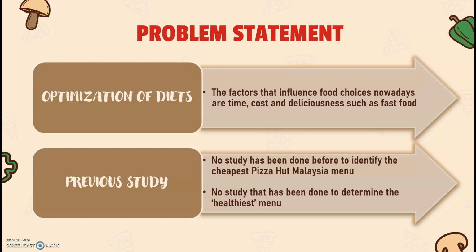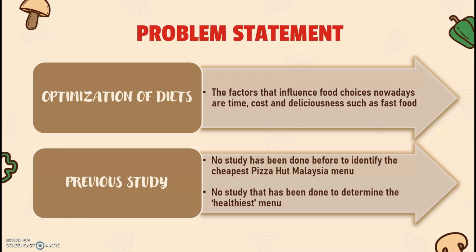The factors that influence food choices nowadays are time, cost, and deliciousness, such as fast food. Fast food chains such as Pizza Hut provided nutrition information in their effort to promote a balanced lifestyle. To our knowledge, no study has been done before to identify the cheapest Pizza Hut Malaysia menu that contains an optimal diet. There is also no study that has been done to determine the healthiest menu, which is the menu with the least total of fat, sugar, and salt that meets the nutrient requirement.